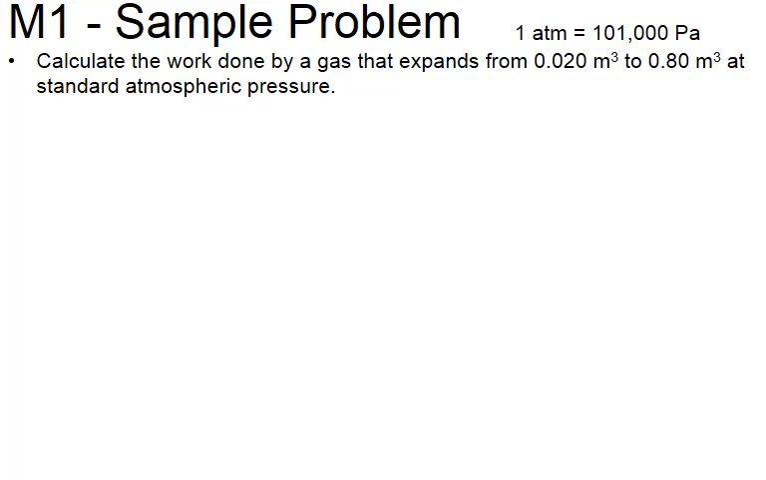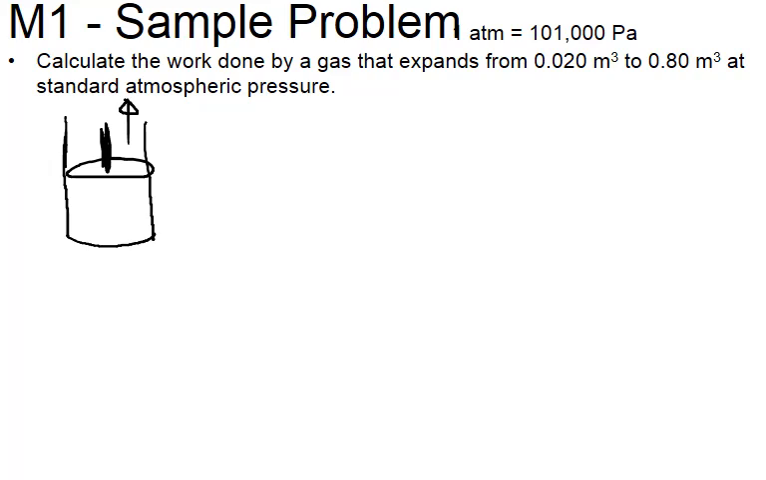So let's go ahead and take a look at this with M1. Calculate the work done by a gas that expands from 0.02 meters cubed to 0.8 meters cubed at standard atmospheric pressure. So yeah, go ahead and try this one here. Go ahead and pause the clip. You're using pressure in pascals here, so we want to do that. And so yeah, go ahead and try that. And when you're ready to check, you can hit play to continue.